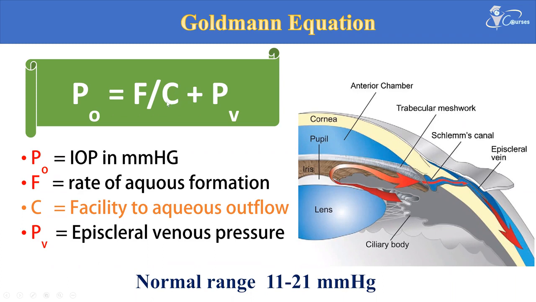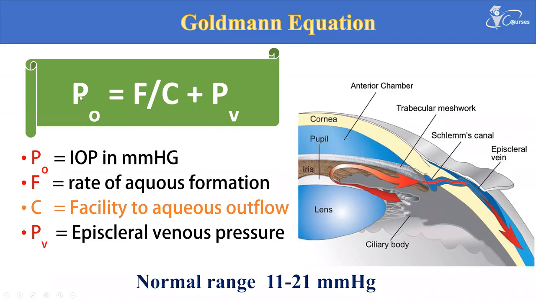Because of that, it is present here in the denominator part. While you can see the episcleral venous pressure is just preceded by a plus sign. So if there is an increase of 1 in the episcleral venous pressure, it will result in an increase of 1 millimeter of mercury by simple math. So it is not that important a factor in controlling the intraocular pressure. Here the facility of the aqueous outflow will be much more important.